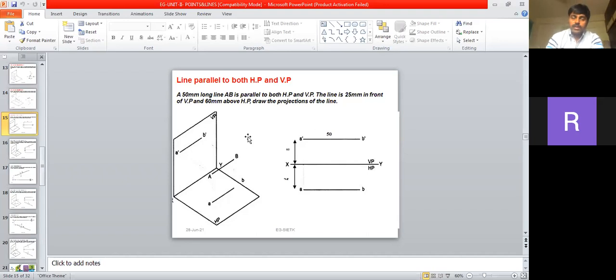So please see, this is 50 mm long length. So make a screenshot of that. So 50 mm line length AB parallel to both HP and VP. Parallel to both HP and VP means, if you look at the left hand side figure, you will understand where capital AB is. The line is 25 mm in front of VP. In front means, see which quadrant: above HP, in front of VP.